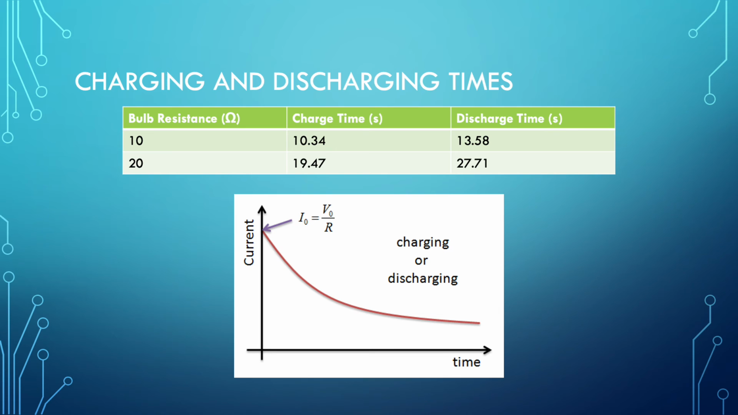After that, I utilized the integrated timer in the FET to measure the charging and discharging times of the capacitor when connected to the 10 and 20 ohm bulbs. Here, it makes sense that the 20 ohm bulb takes longer to both charge and discharge than the 10 ohm bulb, as greater resistance means a slower flow of current.